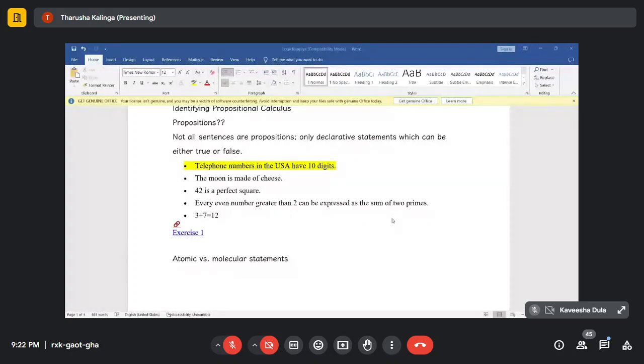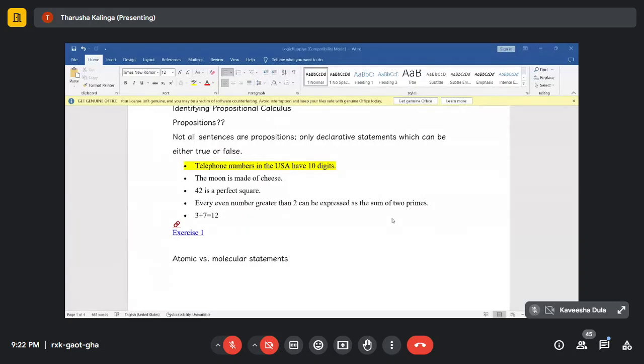Actually, I am not aware of the number of digits in USA telephone numbers, but we can go there and experiment and see. So that's correct. Then, the moon is made of cheese. It sounds like it is not natural, but we can check that, right? So we can take it as a proposition.